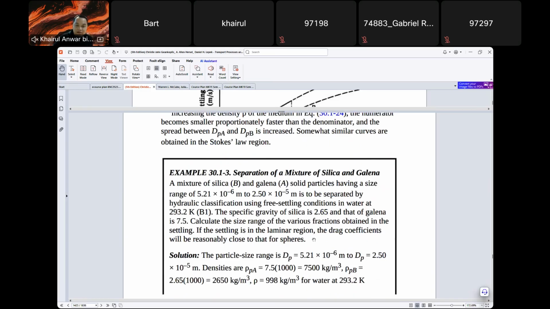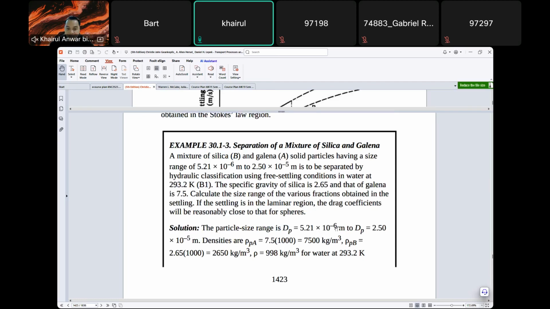Calculate the size range of the various fractions obtained in the settling. If the settling is in the laminar region, the drag coefficient will be reasonably close to that for spheres. The particle size range is dp equal to 5.21 times 10 to the negative 6 meter to dp equal to 2.5 times 10 to the negative 5 meter. This is the size range for both the mixture of A and B.